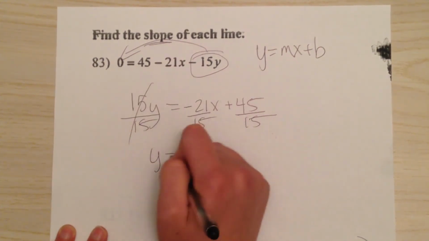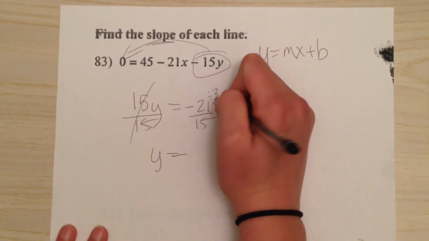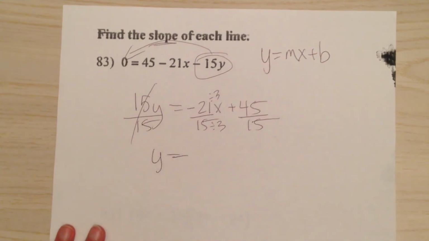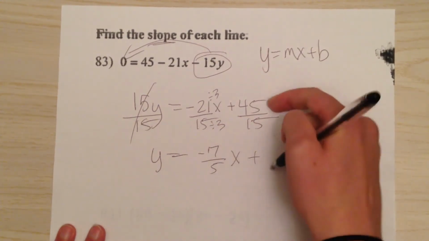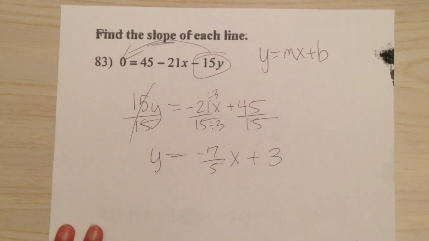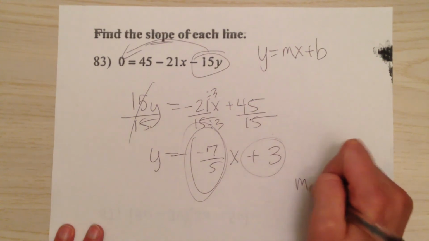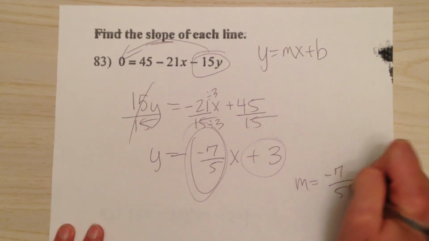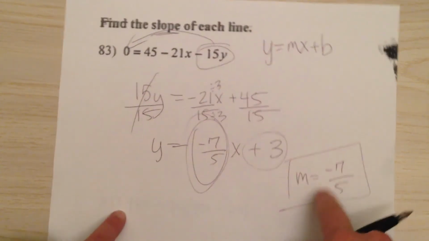Gone. So y equals, there's a better way of saying negative 21 over 15, and that is they're both divisible by 3. So we've got negative 7 over 5x plus 45 divided by 15 is 3. This part didn't matter for us. Right now we wanted the slope. So you just need to pick out what's in front of your x. So your slope would be -7/5. Make sure you reduce that. It's not right unless it's reduced.